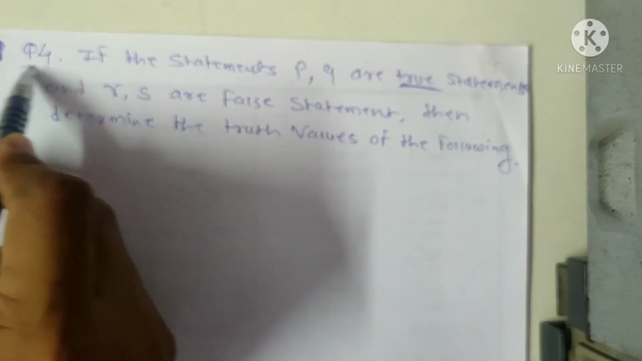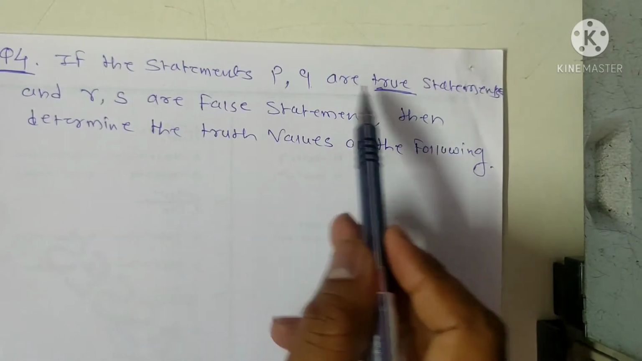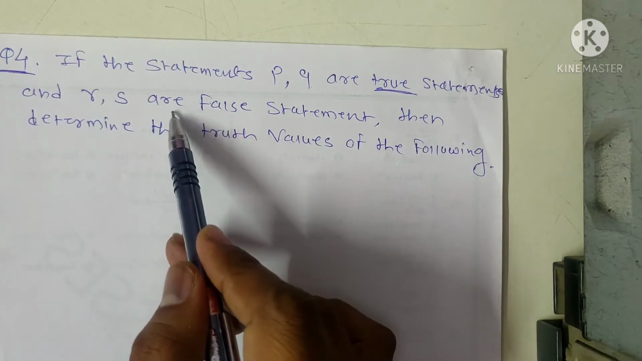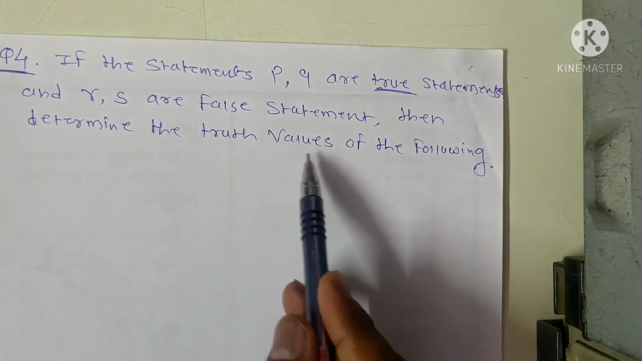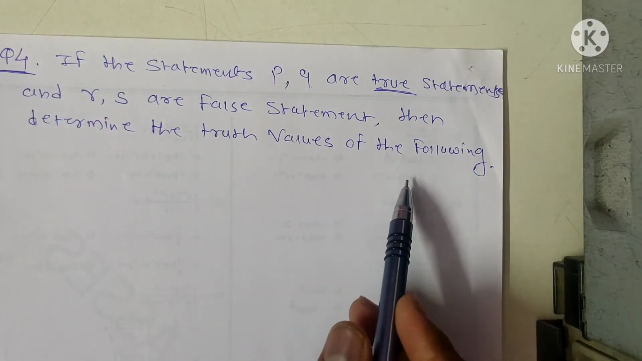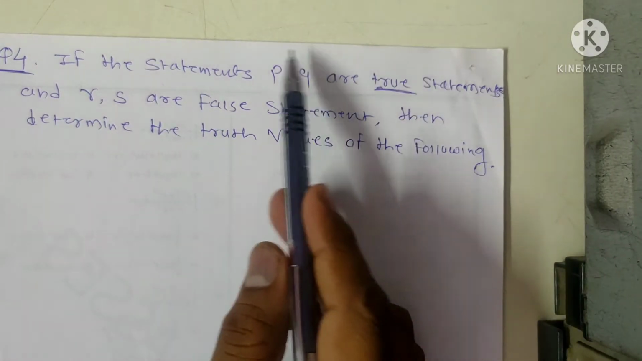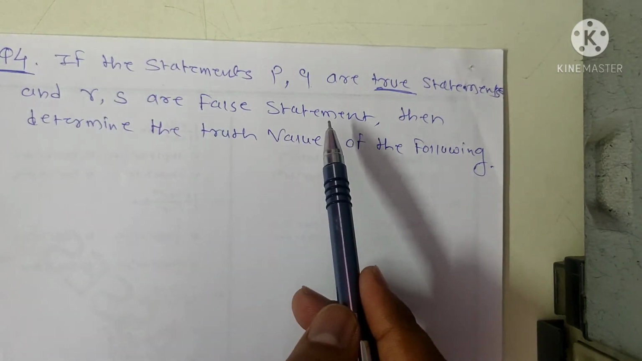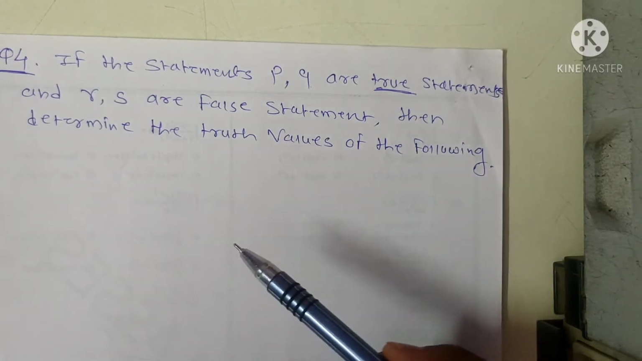Question number 4 is, if statements P, Q are true statements and R, S are false statements, then determine the truth values of the following. Means you have to determine the truth value of the following compound statements. We are given that statements P and Q are true and statements R and S are false here. By using these truth values, we can determine the truth value of the given compound statements.